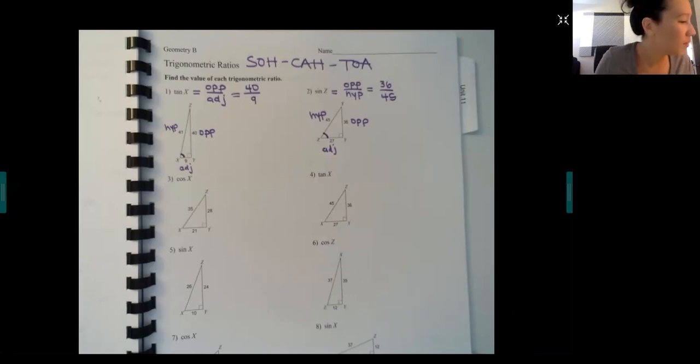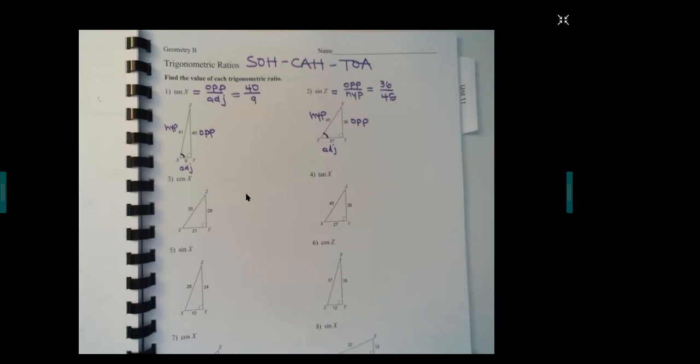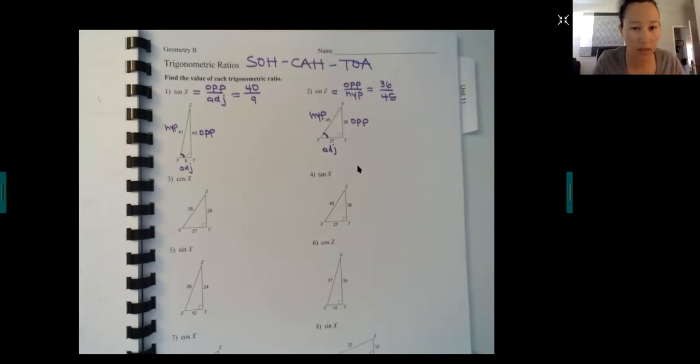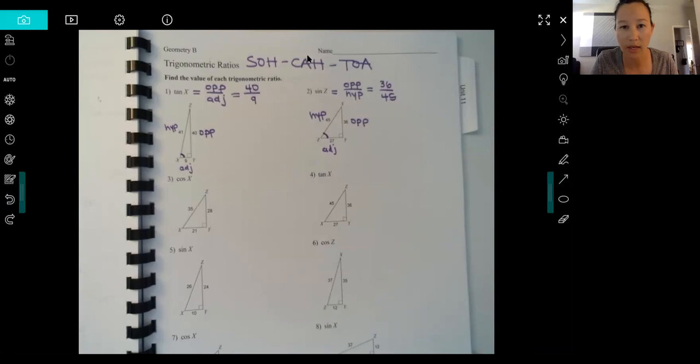So Jaden, number 3 and 4. For 3 and 4, I got 35 as a hypotenuse. You know what? It looks like it froze. Hold on. Let me close this and open it again.